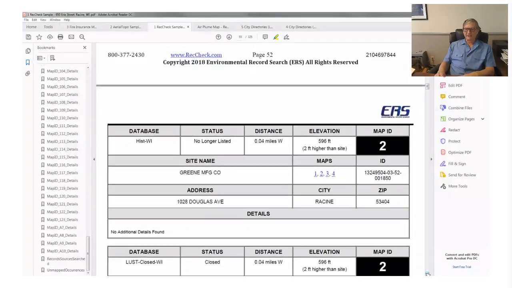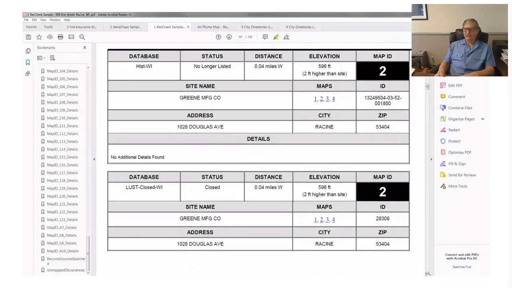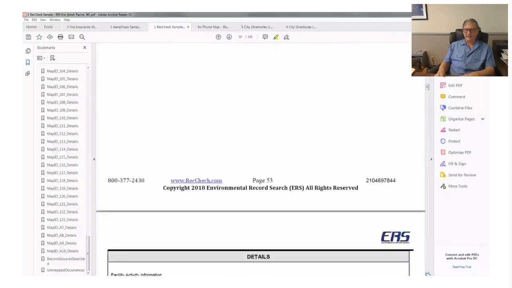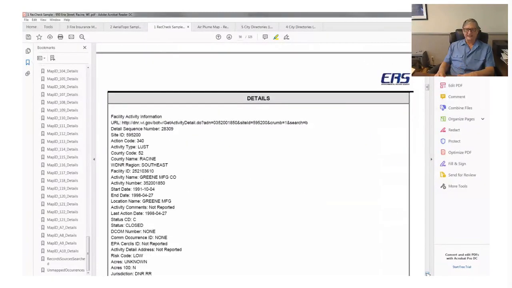They had a machine shop on site at one time. Still Green Manufacturing. It was probably part of Green Manufacturing. They're a historical listing. Loss closed. They did get the loss closed, so we want to find the details on that. So it started in 91 and ended in 98. Man, that's a long cleanup. Exactly what was going on in there.